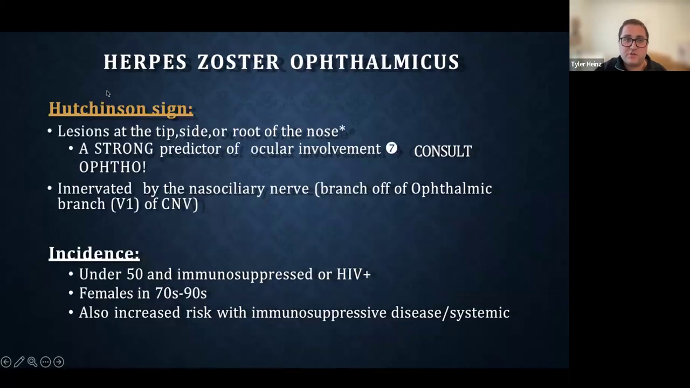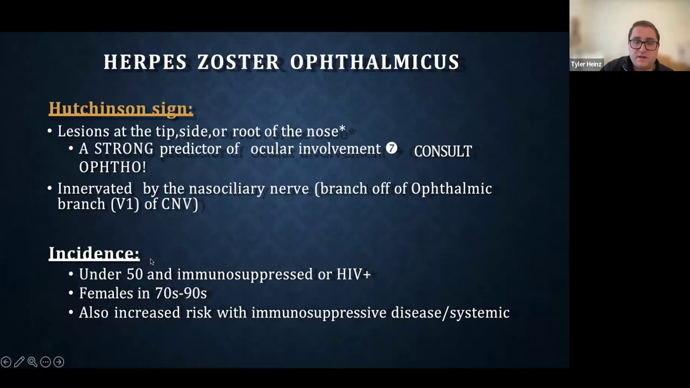So again, as I just said, the Hutchinson sign is when the lesions are at the tip, side, or root of the nose. So anytime this is going along the trigeminal nerve and then ending around the nose, that's a strong predictor of an ocular involvement. So you should be consulting somebody from your ophthalmology team, whether that be a clinic nearby, someone on call at the hospital, but you should be getting in touch with someone in ophtho to start to evaluate this. And then, of course, we're innervated by the nasociliary nerve, which is the branch off of the ophthalmic branch, the V1 of the cranial nerve 5.